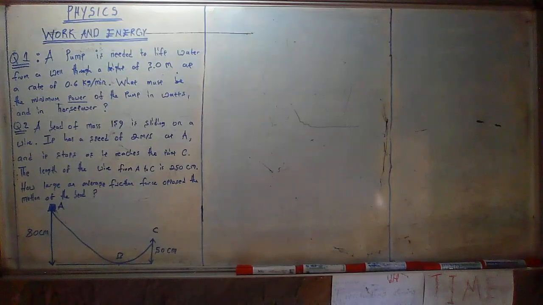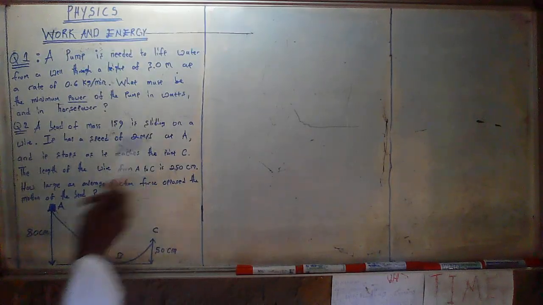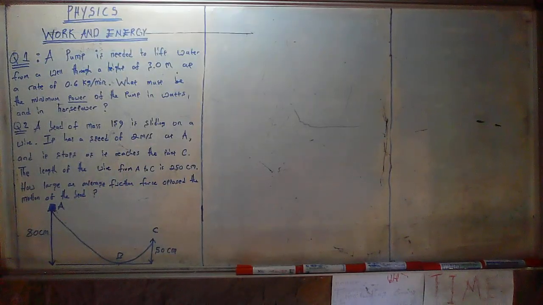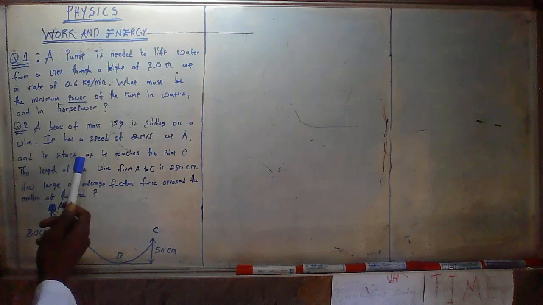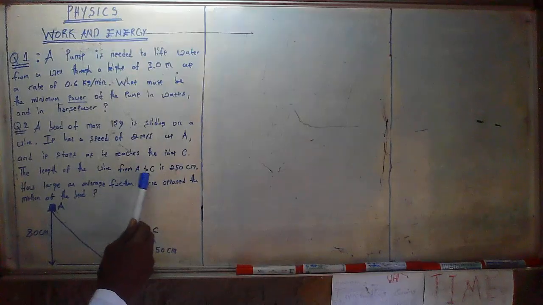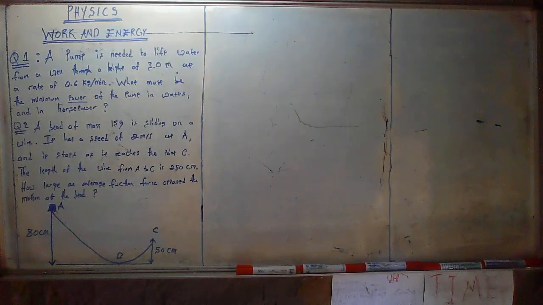Amazing. So the same bead of mass, 15 kg, is sliding on a wire. It has a speed of 2 meters per second at A, and it stops as it reaches the point C. The length of the wire from A to C is 250 centimeters. How large an average friction force opposed the motion of the bead?